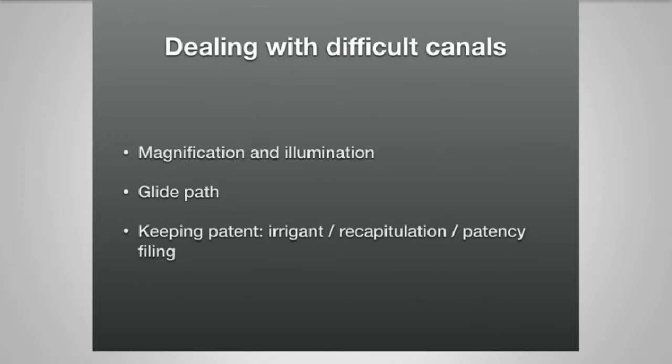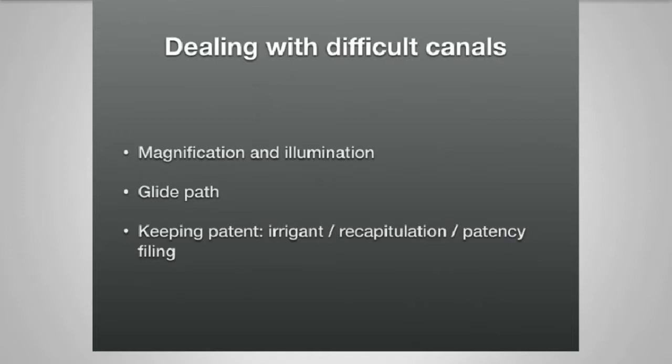You need plenty of irrigant. You want any dentine chips that you're creating to come back up into your access cavity and not clog up the root canal. It's very easy to block a sclerosed canal, and then it can be difficult to regain patency. So it's important to flush the canals regularly with irrigant, recapitulate with a fine file, and always check that the canal is remaining patent.